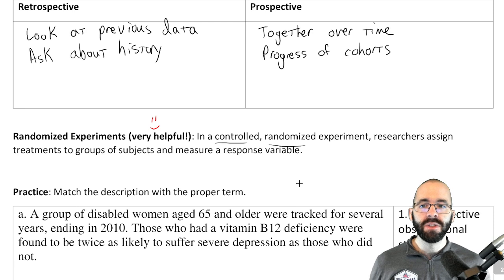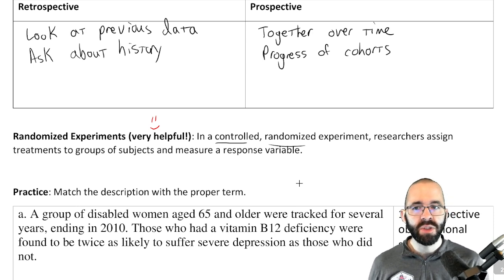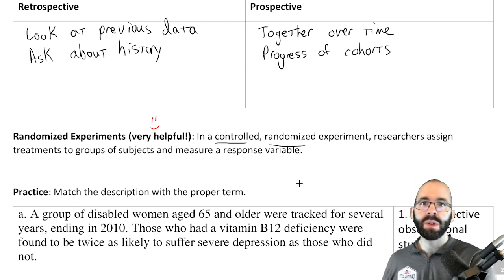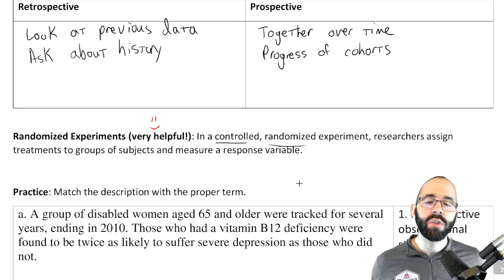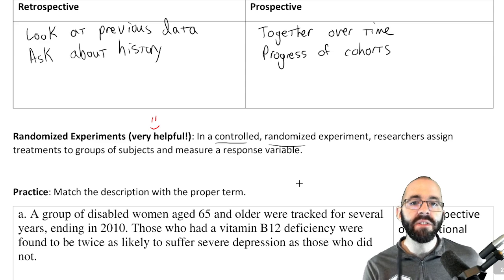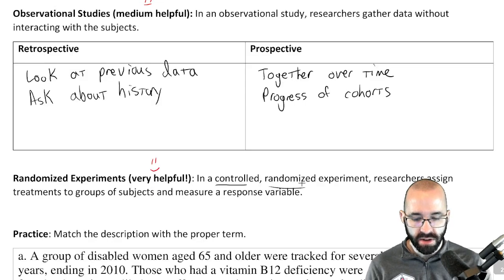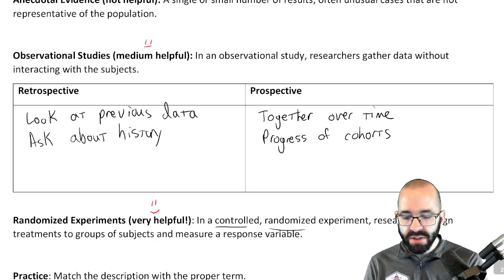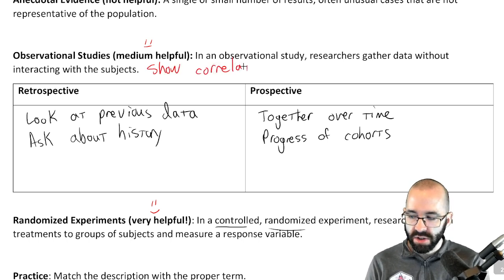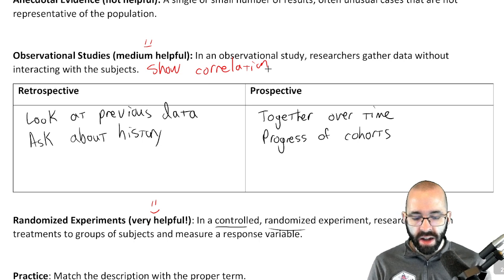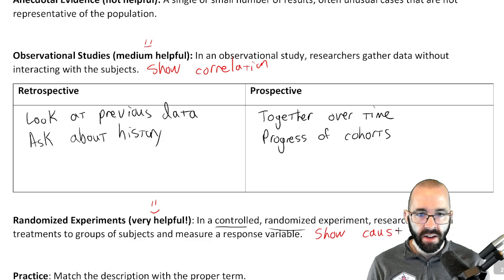Experiment. Researchers are assigning treatments to groups of subjects. So one subject will get a treatment, one subject will get like a placebo or something like that. And we'll measure a response variable. And these are very great because these can show causation. Observational studies, these can really only show correlation. Randomized experiments can show causation. And that's really nice.